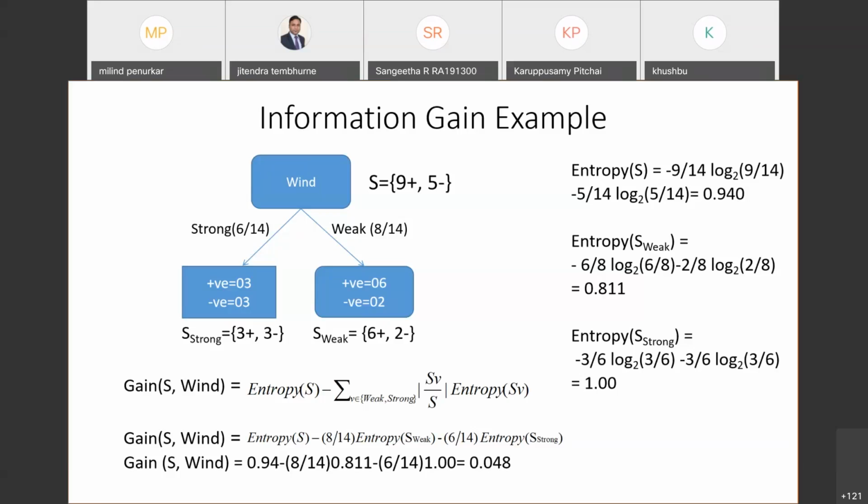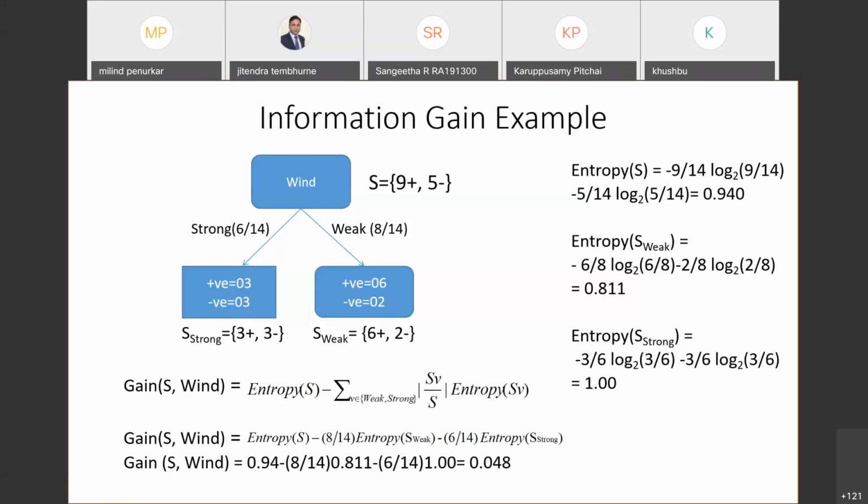Now 3 by 6 because 3 are positive, log of 3 by 6, minus again 3 by 6 because 3 are negative, log of 3 by 6. That gives me 1. Having got these entropies, S wind would be calculated. Please note the second step, entropy of S minus 8 by 14 because this is for S weak, so that is Sv by S. It is 8 by 14 multiplied by entropy of S weak, minus 6 by 14 because 6 strong out of 14, so 6 by 14 multiplied by entropy.